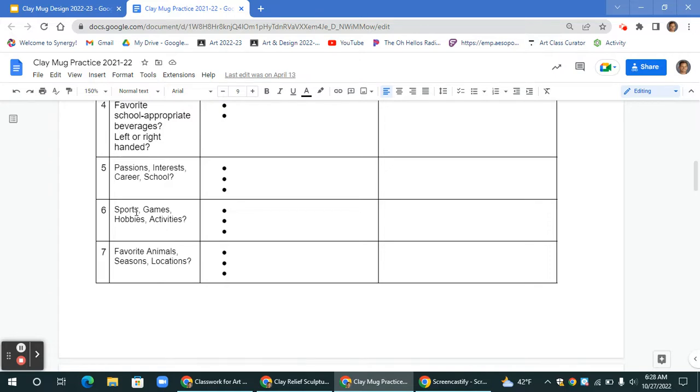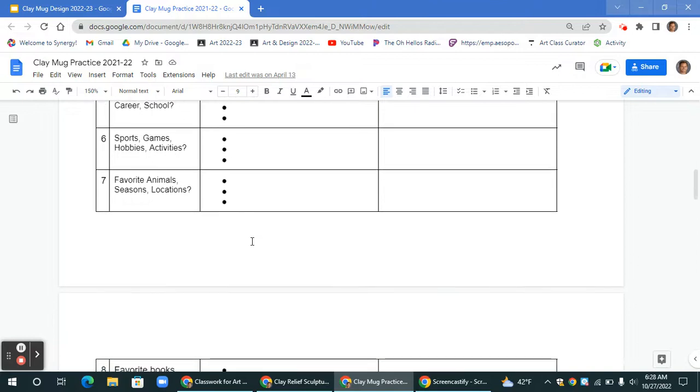And then number six, sports, games, hobbies, and activities. Sometimes passions and interests intersect with this. That's why I hesitated initially. So again, if you just have career or school here, great. Sports, games, hobbies, activities. So they could be a sport that they used to play, a sport that they currently play, or maybe their favorite sports teams. Those are the different options. And then hobbies and activities.